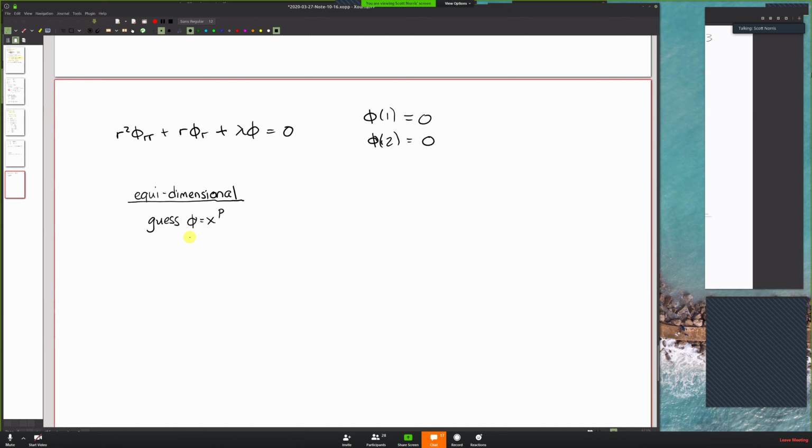Okay, so we plug that guess in. We get r squared. What's the second derivative of this guess? It's p times p minus 1 times r to the p minus 2.